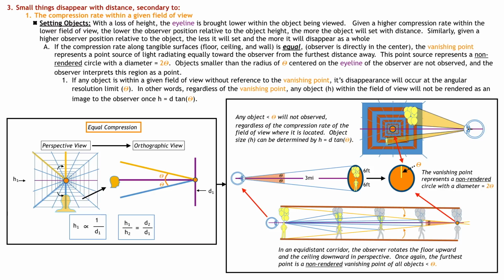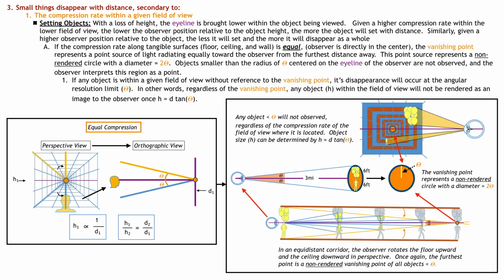And so within this point of view, we would note that the height is inversely proportional to the distance for any particular object, or summarized h1 over h2 equals d2 over d1. On the diagram on the right, again, any object less than theta is not observed regardless of where it is in the field of view, and regardless of the compression rate where it is located. So objects of size h can be determined by h equals d tan theta. That's what we've discussed already. And again, I'm trying to illustrate for you how the vanishing point appears to someone.